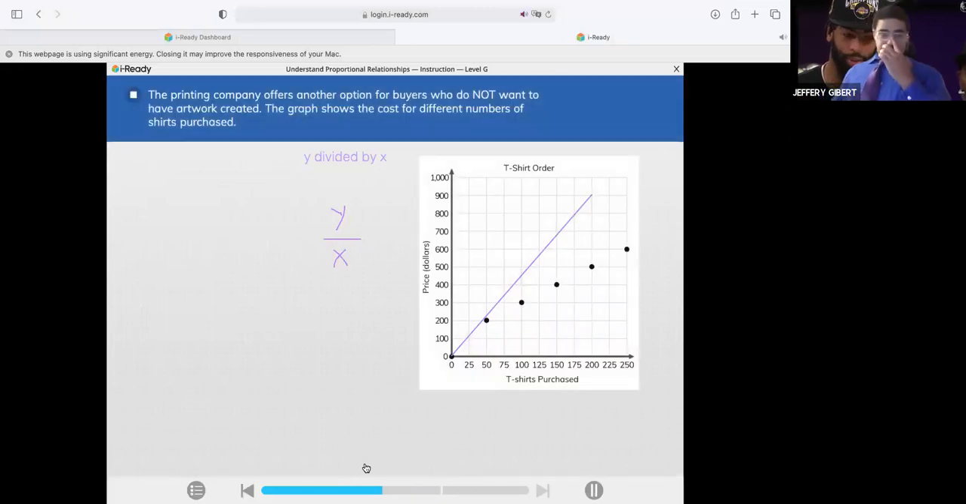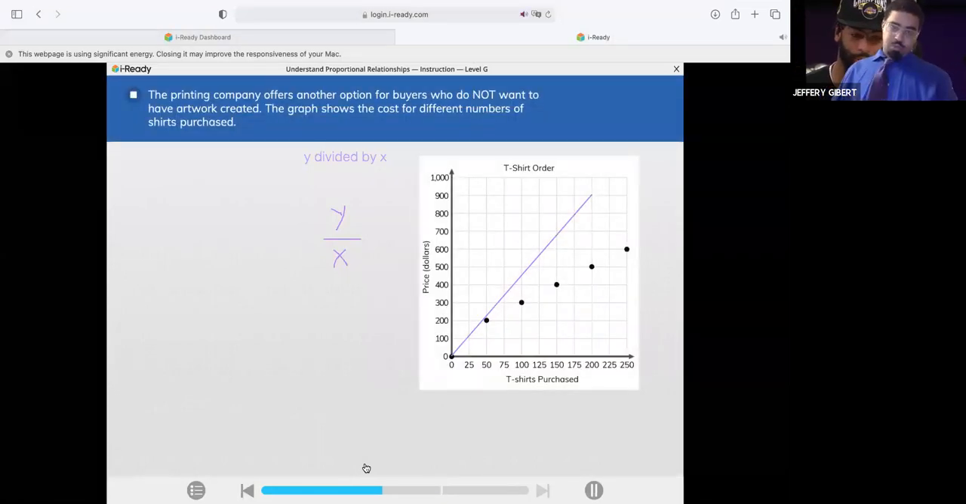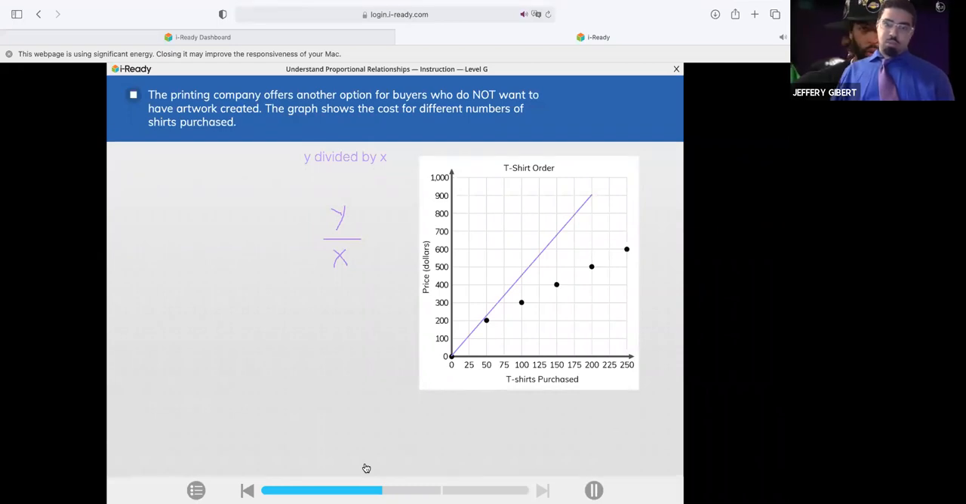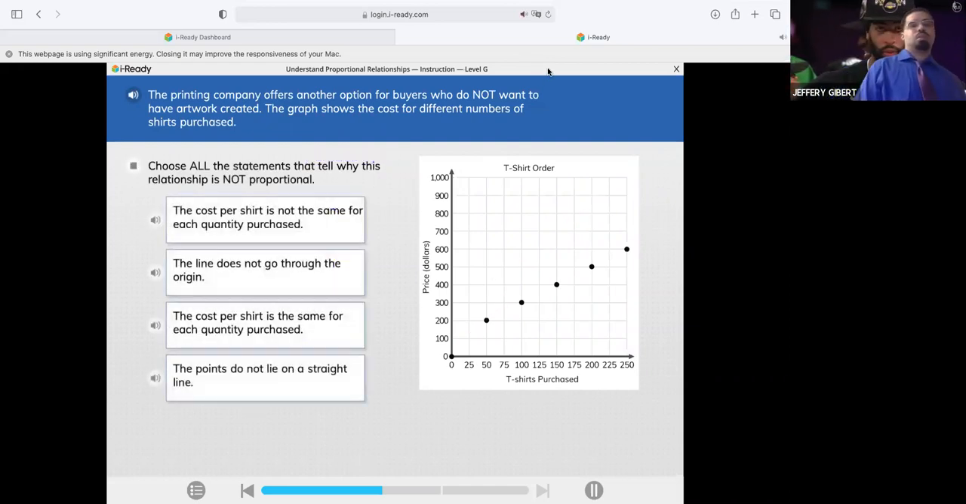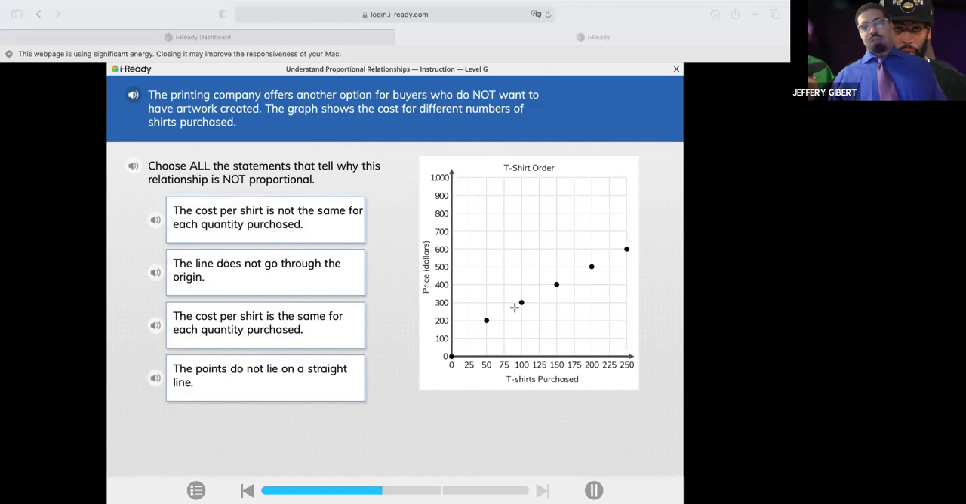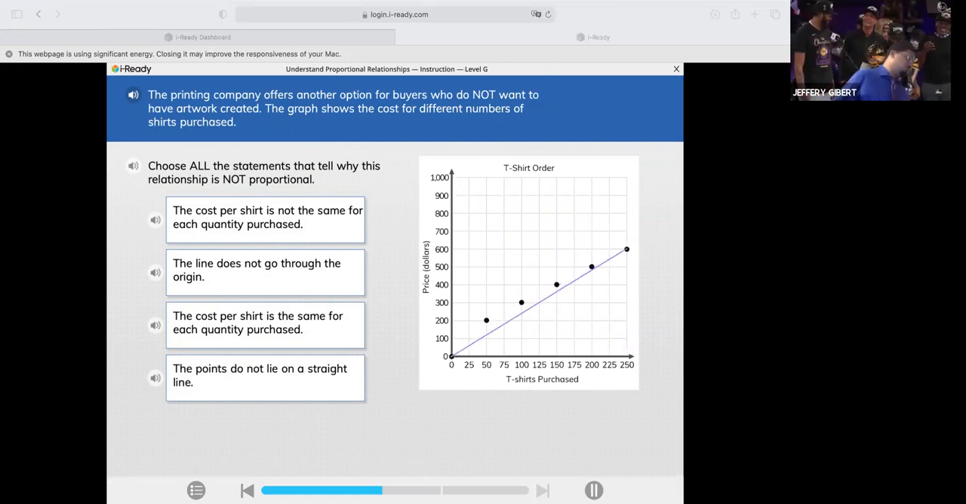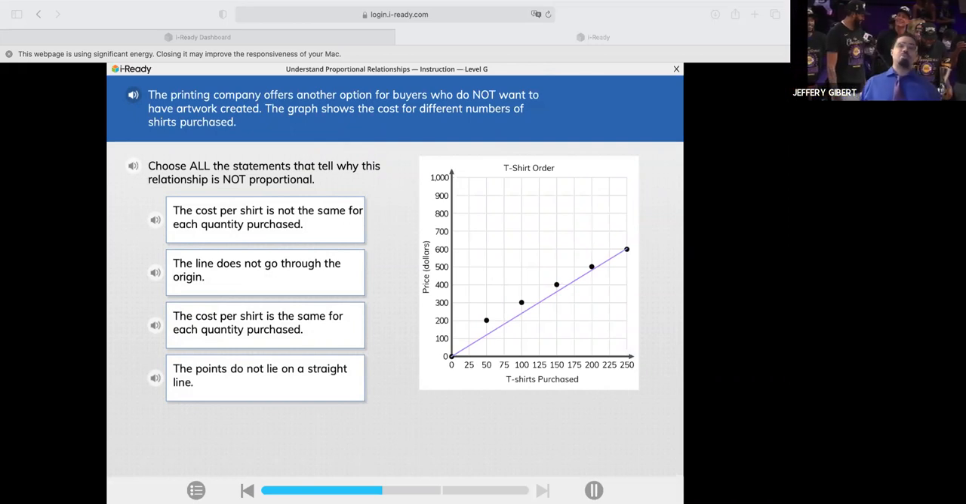The printing company offers another option for buyers who do not want to have artwork created. The graph shows the cost for different numbers of shirts purchased. Choose all the statements that tell why this relationship is not proportional. All right, so I'm going to draw my straight line from the last point to the origin. So, Jacques, which two answers are reasons why this is not proportional?